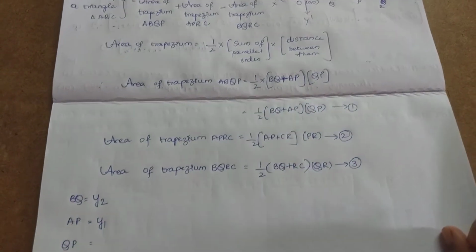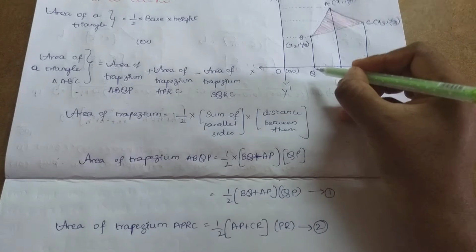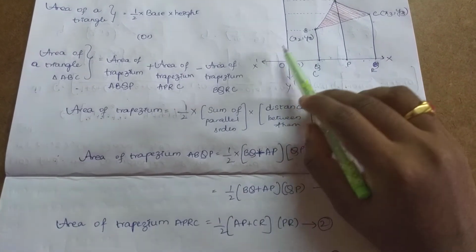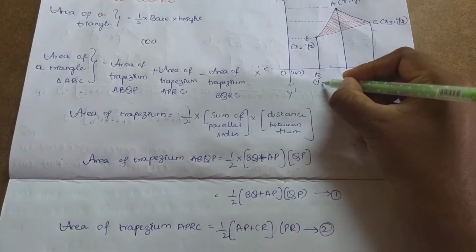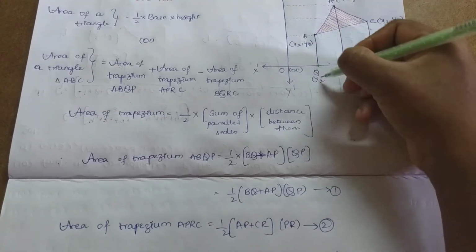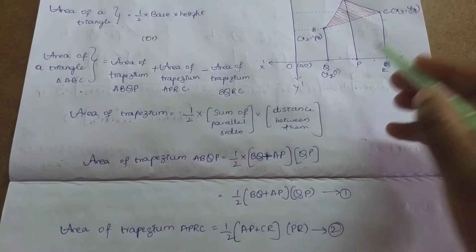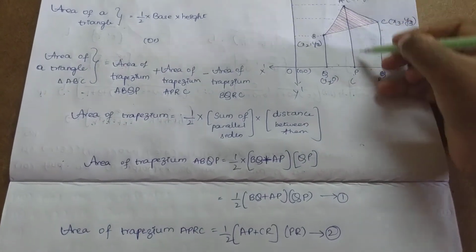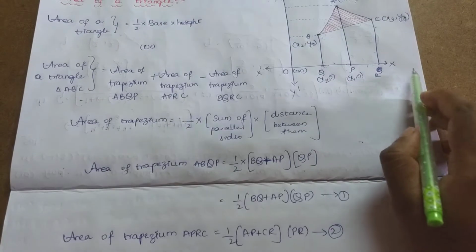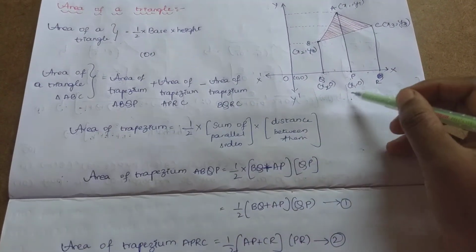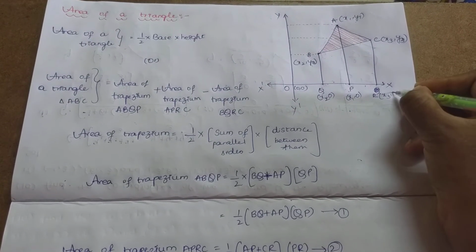The next one is QP. Let me write the points here. When a line is parallel to the y-axis, the x coordinate remains the same from the vertical point of view, so the point Q will be x2, 0. In the same way, P will be x1, 0, because this forms the x-axis and this is the y-axis. So it becomes x1, 0. In the same way, R becomes x3, 0.